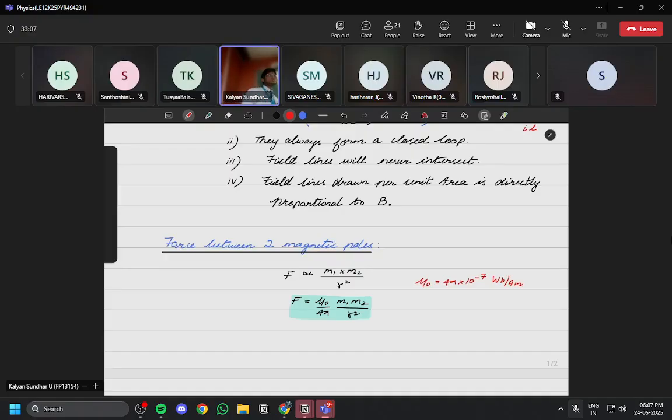Right. And the next one: when there is a loop, a current carrying coil will act as a small bar magnet. When the current in the loop is in the clockwise direction, which pole will it act as? Clockwise, that is south pole. Good. When it is in the anti-clockwise direction, it will be the north pole.